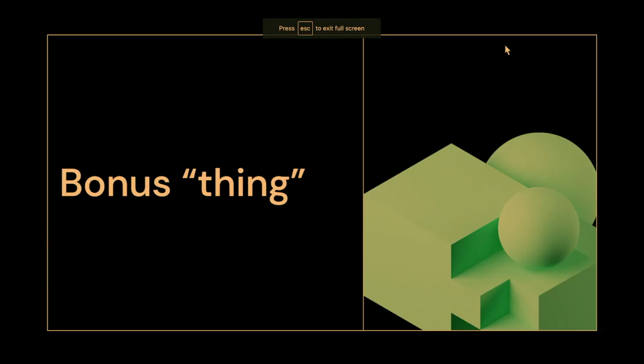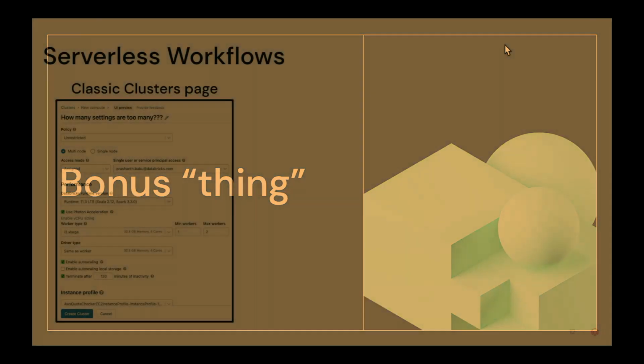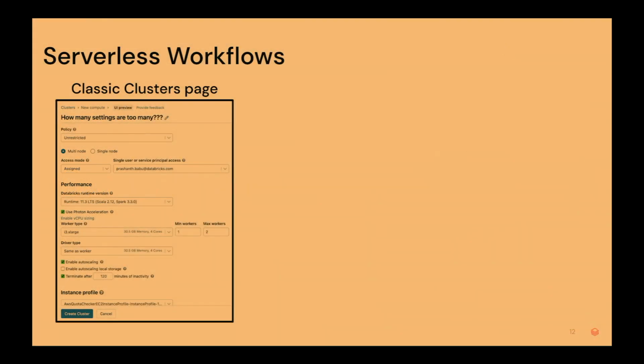So that bonus thing is, we are still talking about this feature. We just saw the page where there are way too many options, way too many settings you need to configure. The cluster name is one of them. And later on, you need to select DBR, the VM type, the number of VMs, and whether you need Photon or not. You see all these options right here: the worker type, the driver type, and so on and so forth. This is what the classic clusters page looks like.